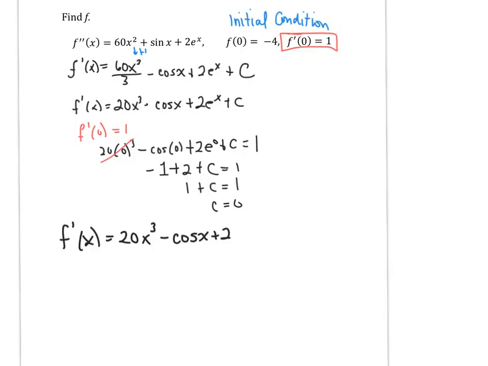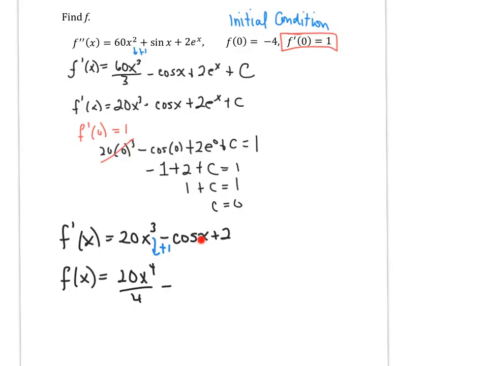And so now, again, I'm going to go backwards here, so I want the function f, and this function f, when I take the derivative, is going to give me 20x cubed minus cosine x plus 2e to the x. And so we start with this part, and we know that we take this power and we add 1 to it. And so what I'm going to get is 20x to the 4th. Then I'm going to divide by 4. And that takes care of that one.